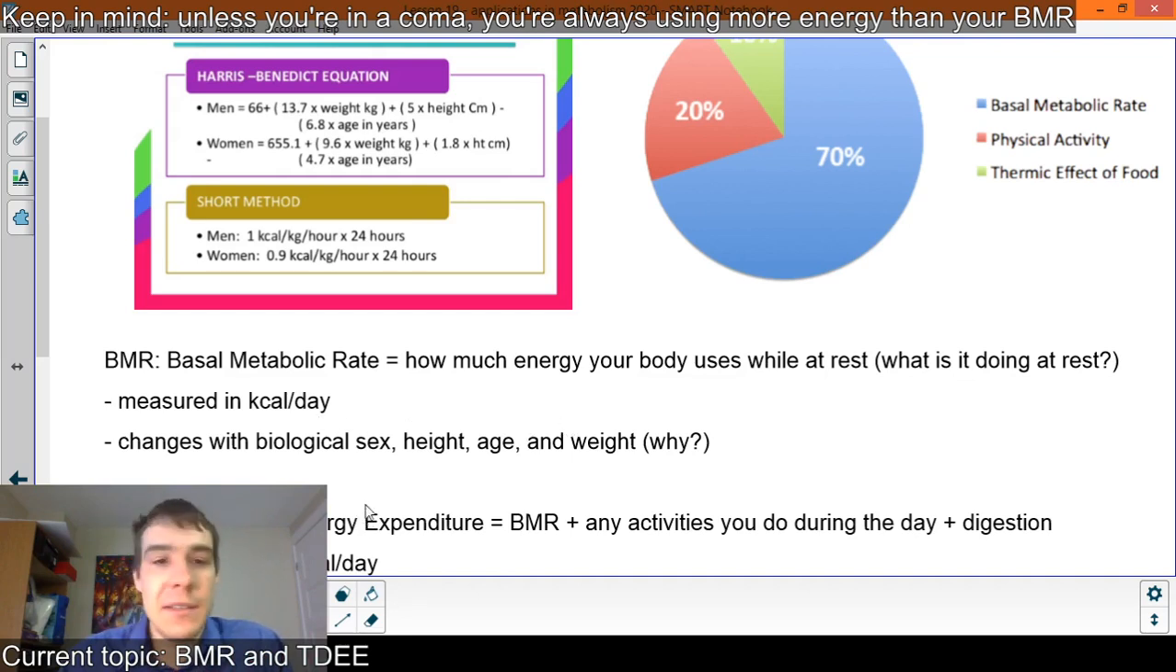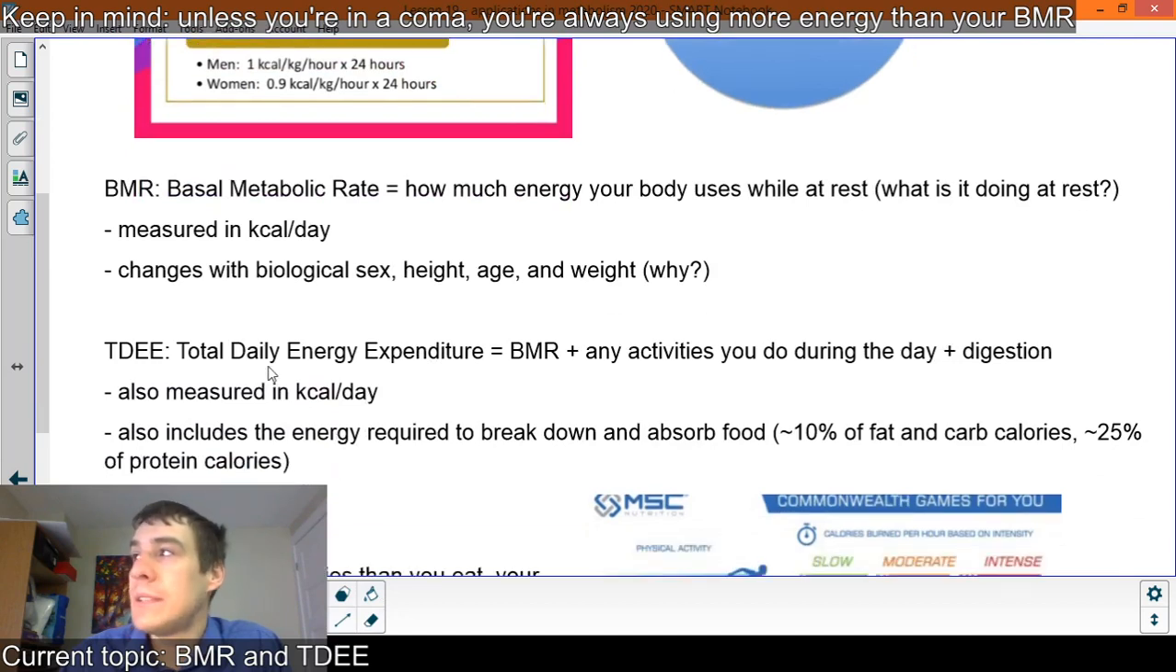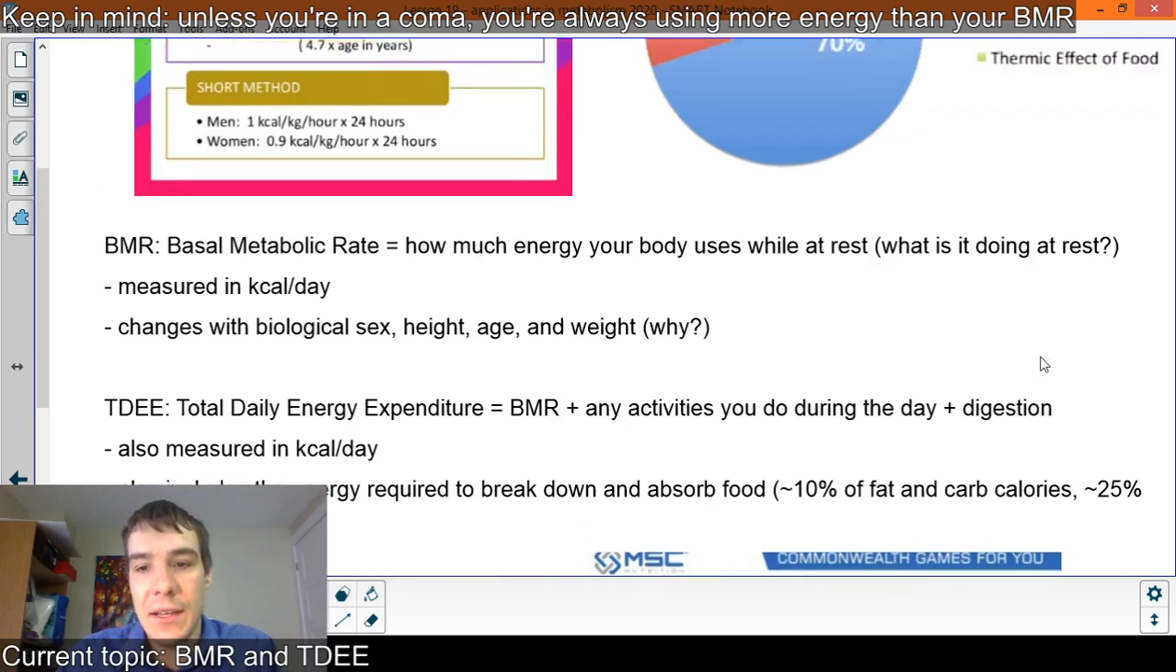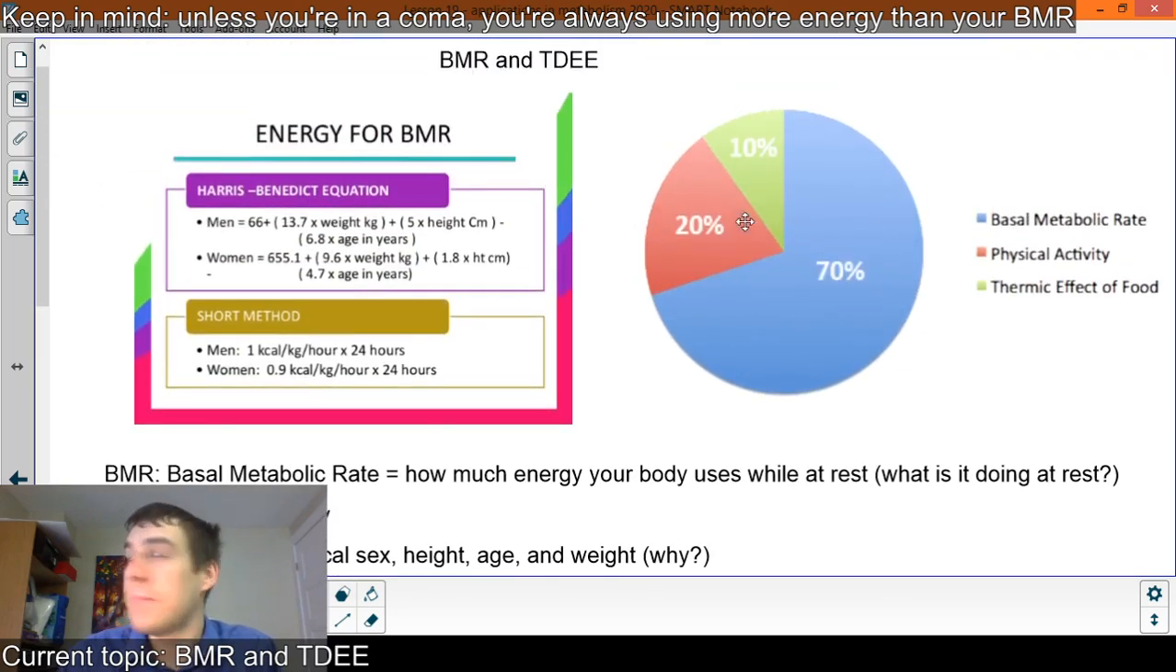And the other thing here, TDEE, is the total daily energy expenditure. TDEE is your basal metabolic rate plus any activities that you do during the day. So, literally any activities. Getting out of bed counts as an activity in the total daily energy expenditure. Talking counts as an activity. Plus the digestion, because it takes energy to break up the food that we eat. Here's a simple chart to show you the breakdown.